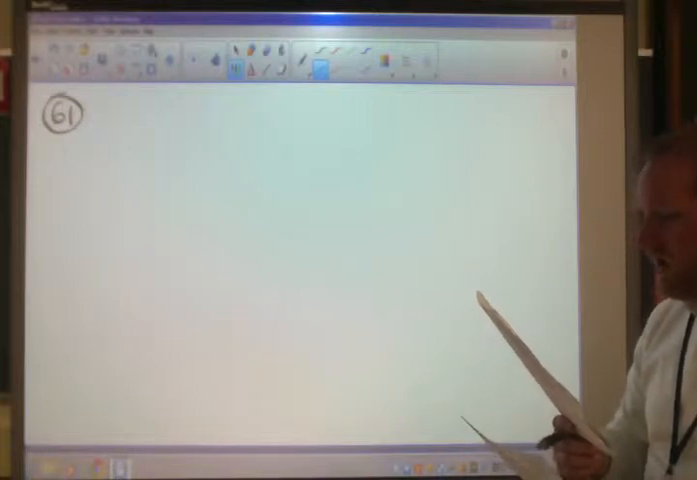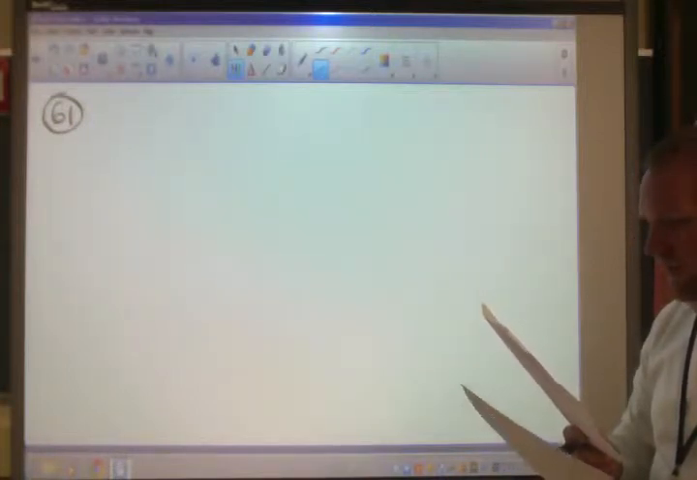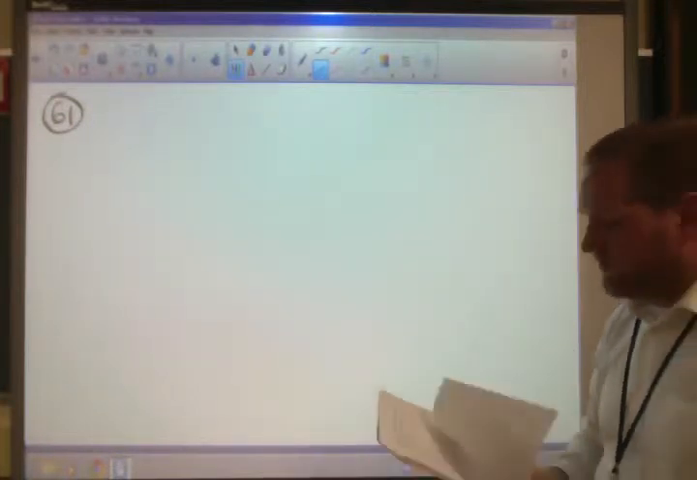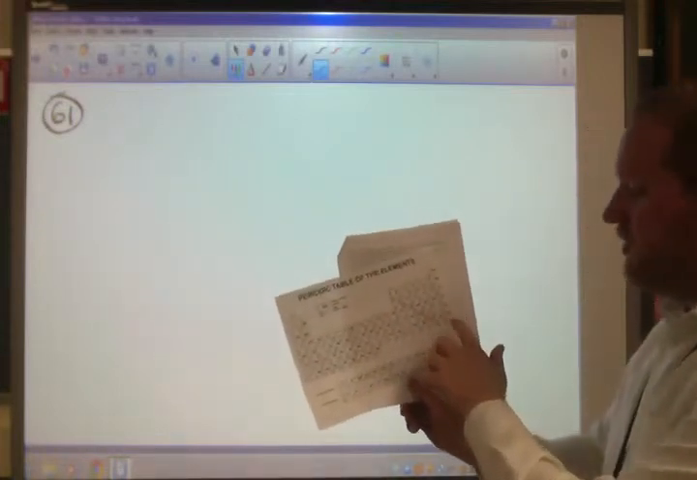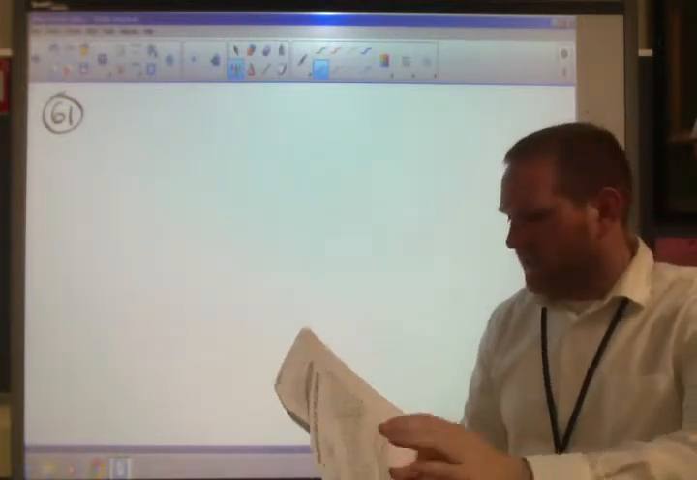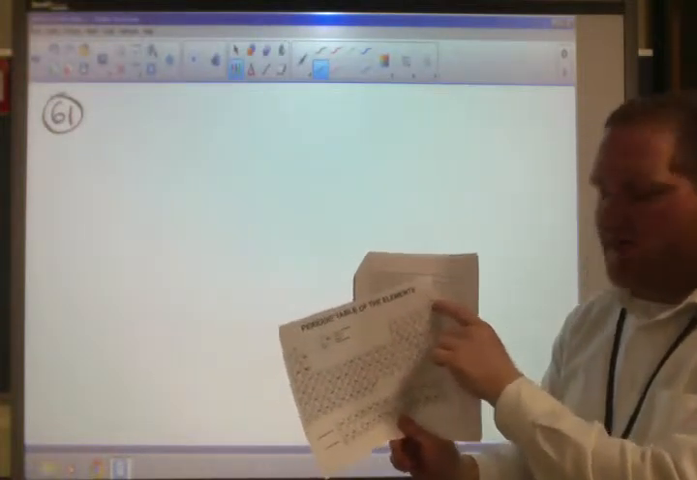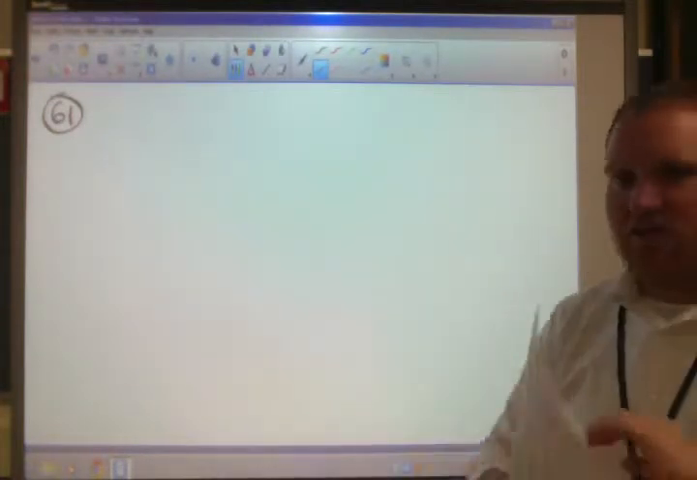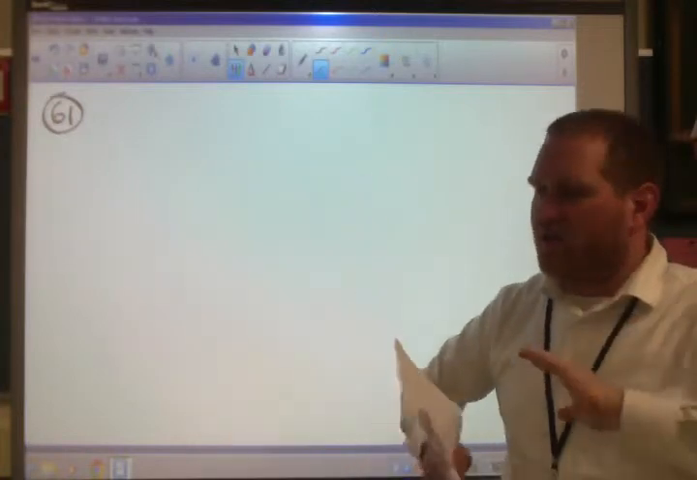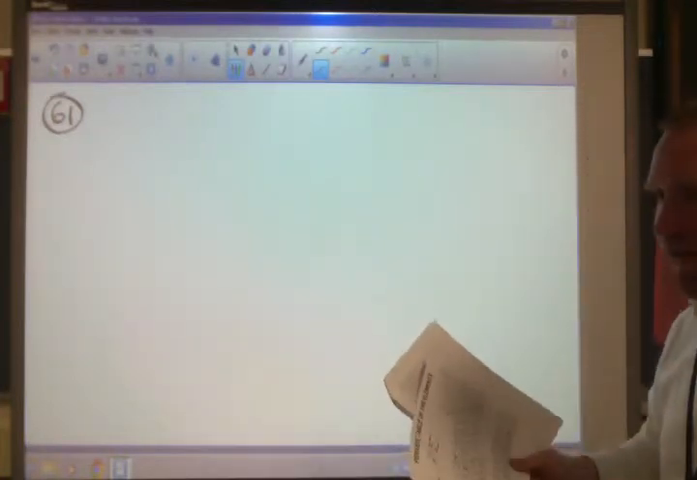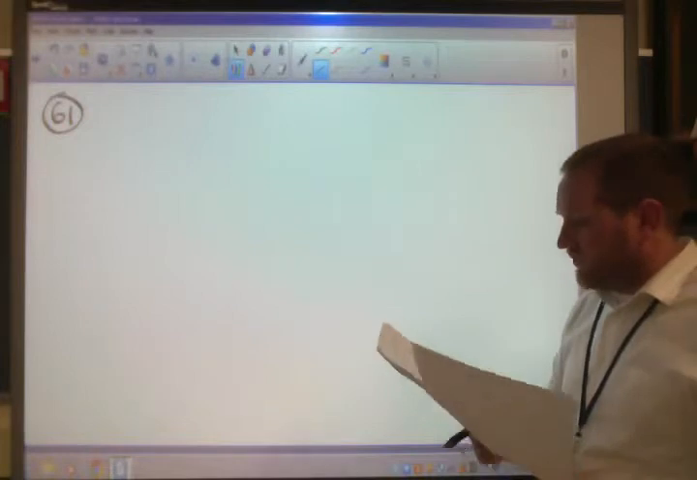62. Non-reactive. That's going to be your noble gases. They are already full. They already have their full valence electrons. Most of these it's 8. The exception is helium with 2. But whether it's helium or any of these other ones, they have a full valence electron shell. They're done. They don't want any more. They don't want any less. So they're not going to react with anything.